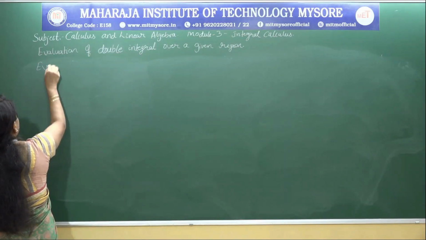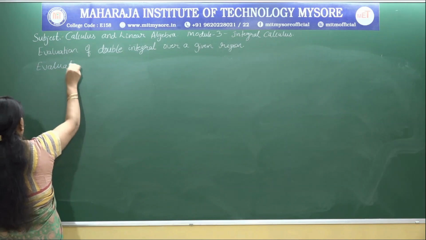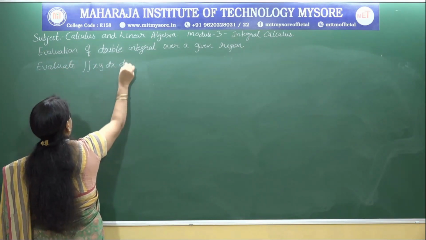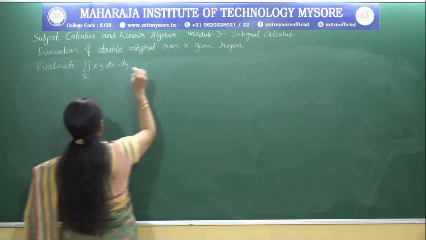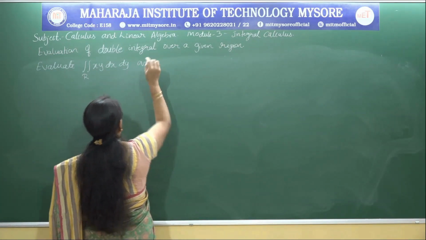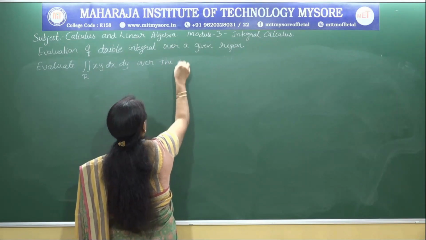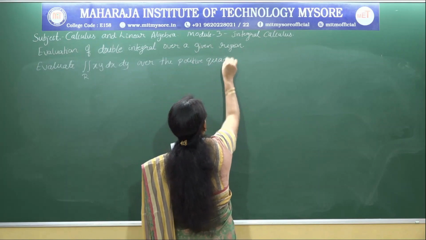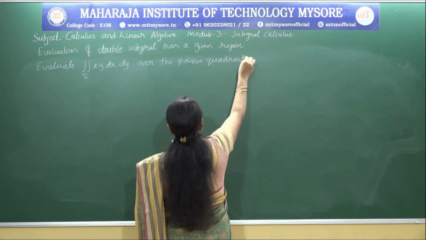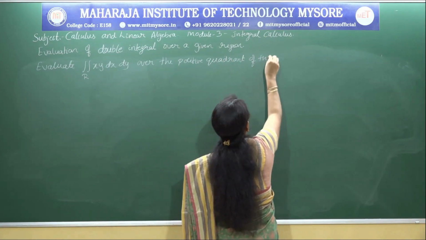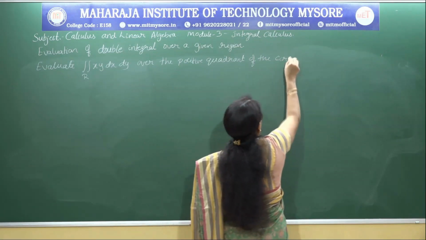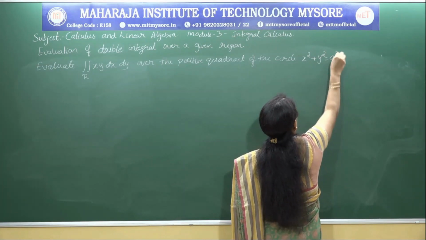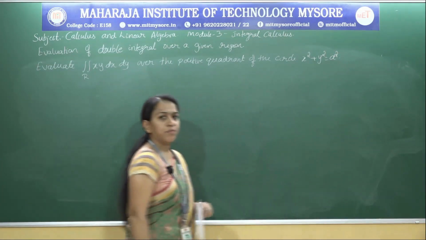Evaluate the double integral xy dx dy over the region R, that is, the region over the positive quadrant of the circle x square plus y square equal to a square.